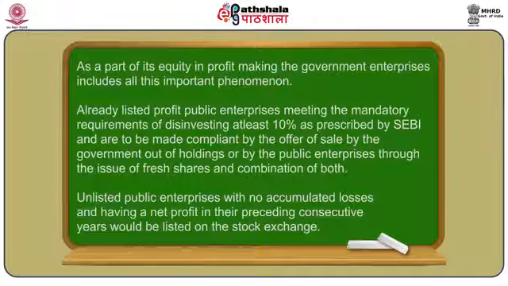Unlisted PEs with no accumulated losses and having earned net profit in their preceding consecutive years would be listed on the stock exchange. Follow-up offers of the public offerings would be done for those enterprises where the listing has already been done and the enterprises are more profitable. In all the cases of disinvestment, the government would retain at least 51% equity and the management control.